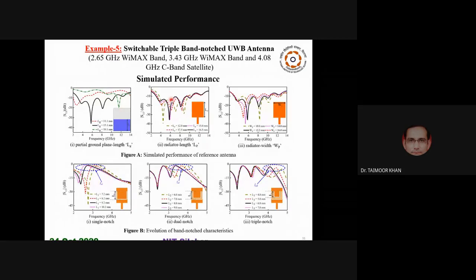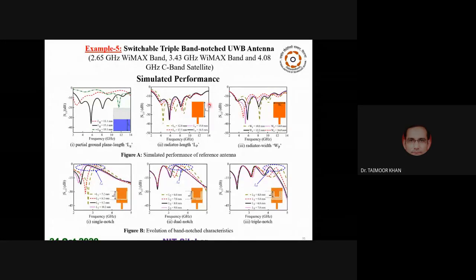By changing the length, the overall performance is slightly shifted towards the right side, from left to right. Then it comes to the radiator width, that is WP. In this one, the vice versa phenomenon is coming, that the entire thing is shifting a little bit when we are changing the width of that radiator.